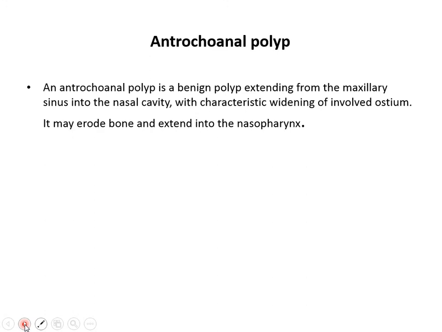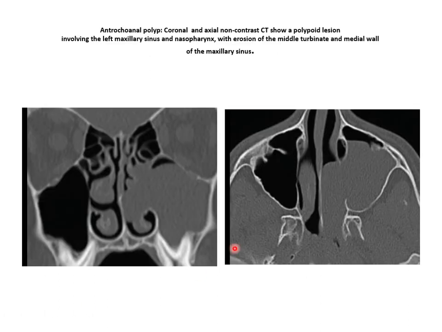Antrochoanal polyp is a benign polyp extending from the maxillary sinus into the nasal cavity, with characteristic widening of the involved ostium. It may erode bone and extend into the nasopharynx. Coronal and axial non-contrast CT shows a polypoid lesion involving the left maxillary sinus and nasopharynx with erosion of the middle turbinate and medial wall of the maxillary sinus.